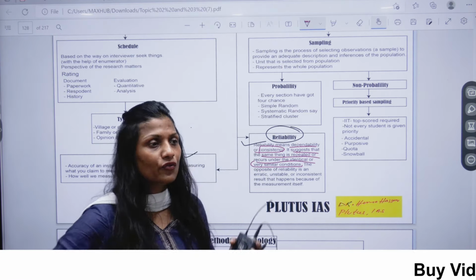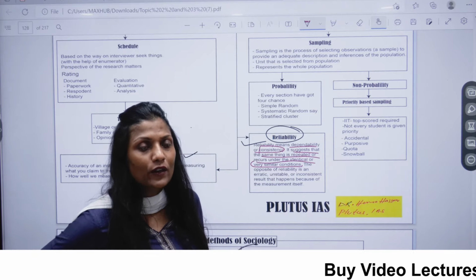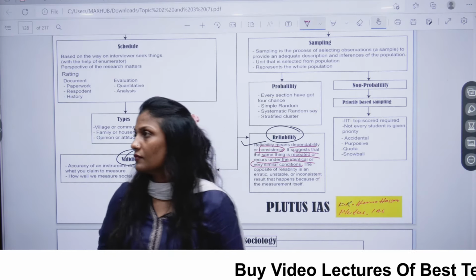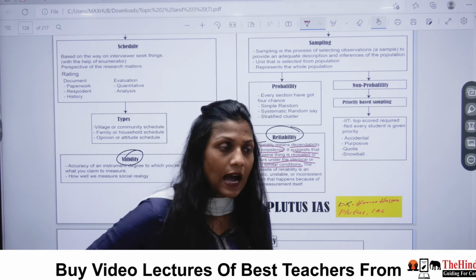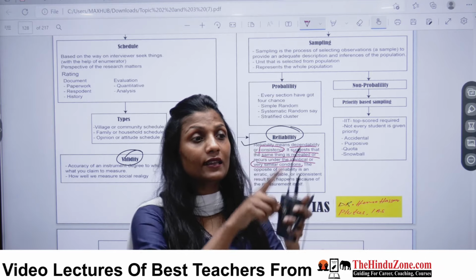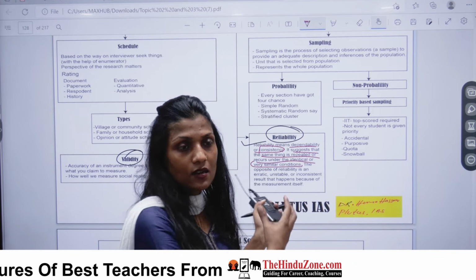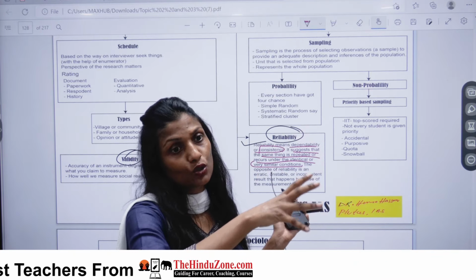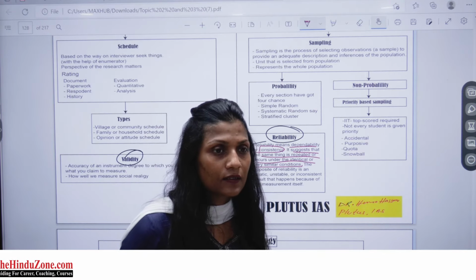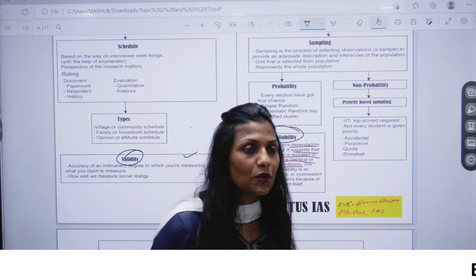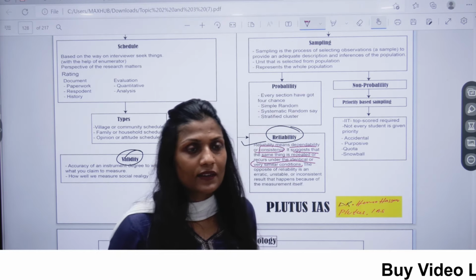So this is how reliability will come. When we talk about UPSC aspirants, how can I tell that these are the areas or the topics in which aspirants generally find difficulties? It is only because of experience, and that experience I have studied.